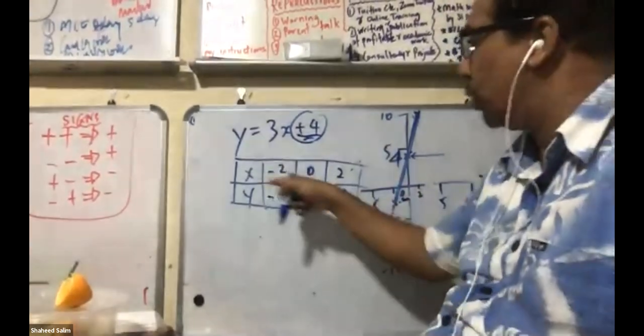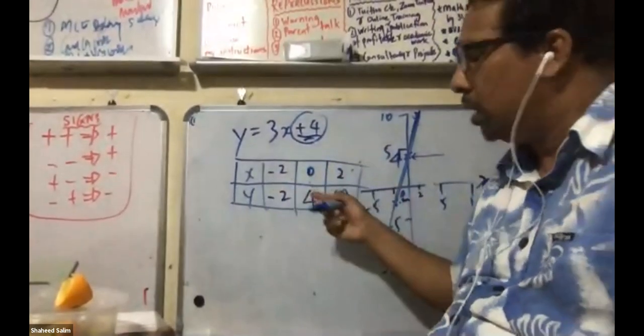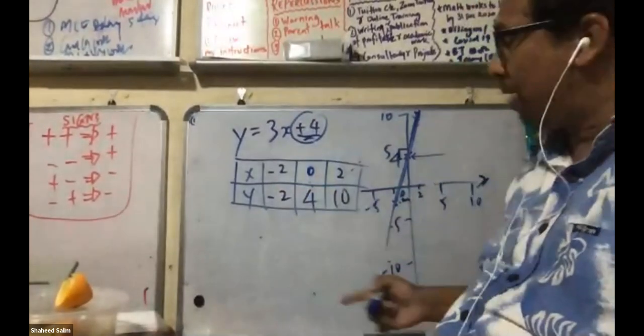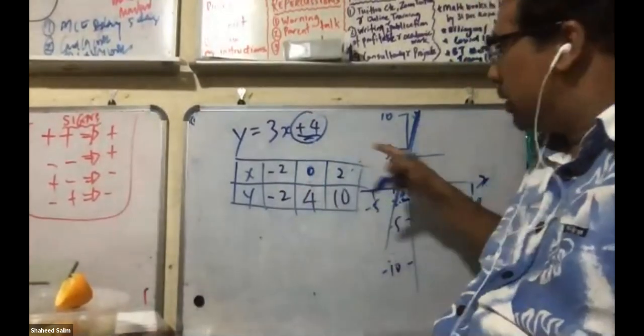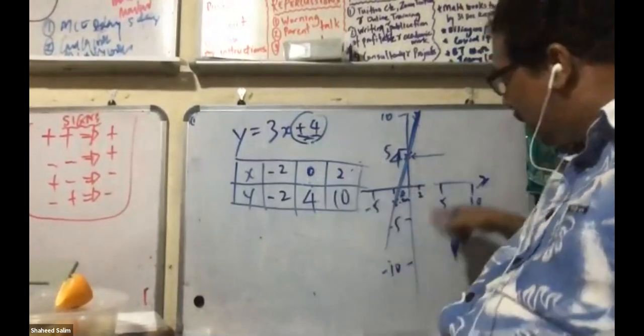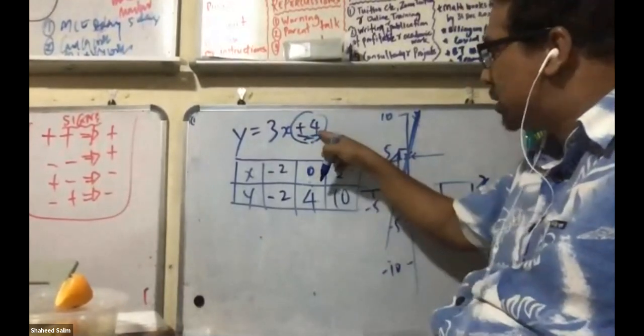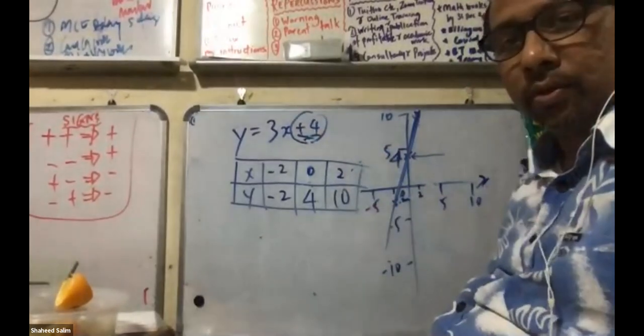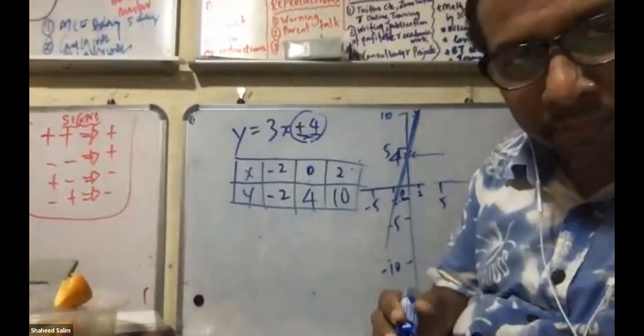Your teacher may not have time to go through all the coordinates of 40 students. They just look at the graph, they know whether your graph is right or not. This equation has plus 4, do you cut at plus 4? If this has minus 4, do you cut at minus 4? If this is 0, do you cut at 0? You understand what I'm talking about?